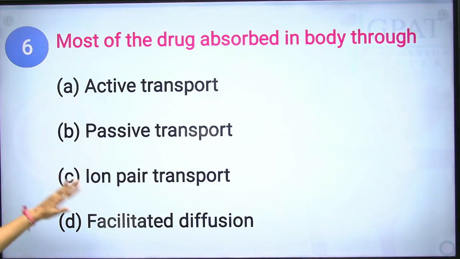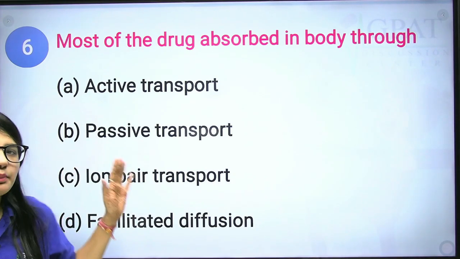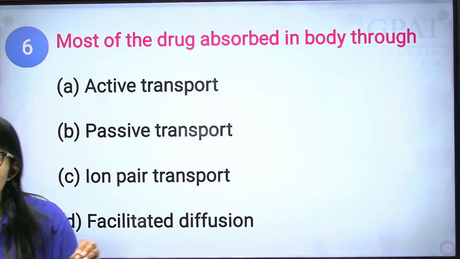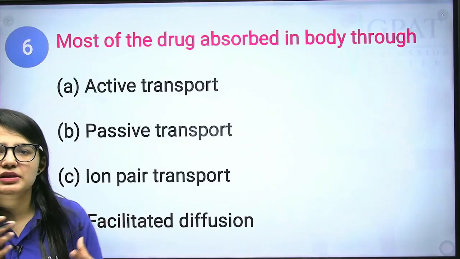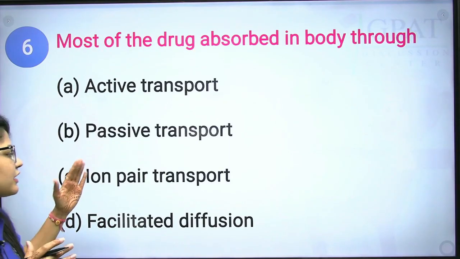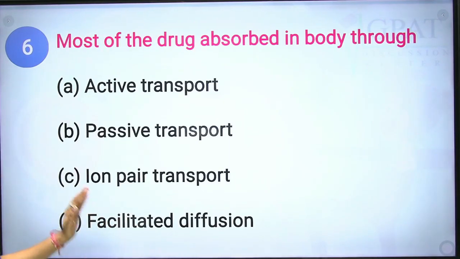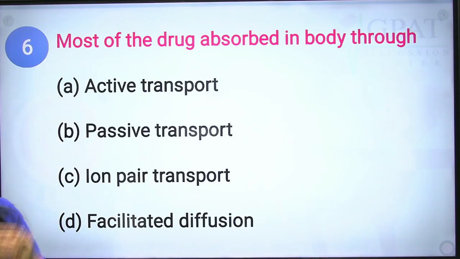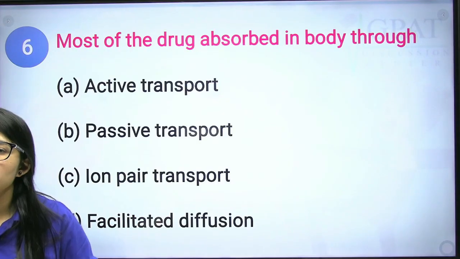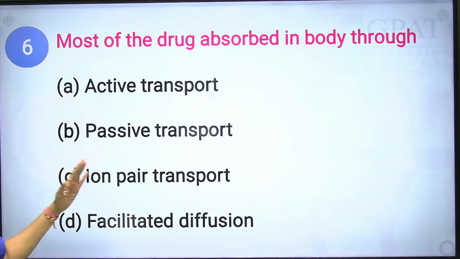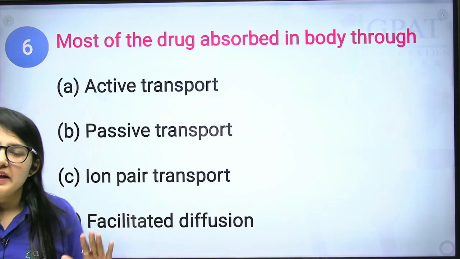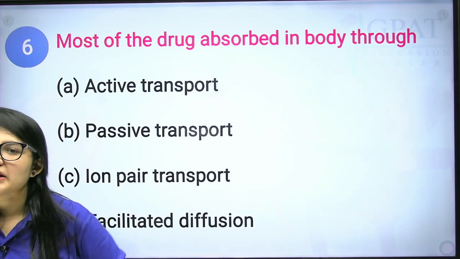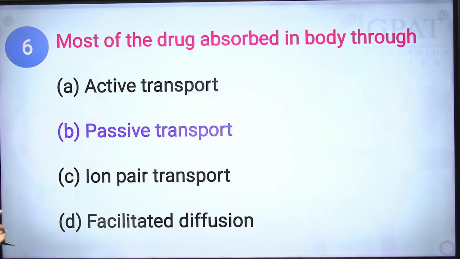Clear? Next we have ion pair transport. This ion pair transport is done for highly ionized drugs, and not every drug has the characteristic of high ionization. So this will also not be the correct answer. Next we have facilitated diffusion. In this also no energy is required, but a carrier protein is required to transport our drugs. So this will also not be an easy method. This is used for only a few molecules, not for every one. So the correct answer will be passive transport.